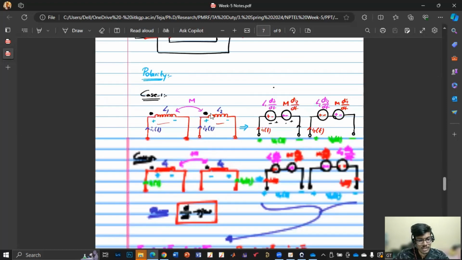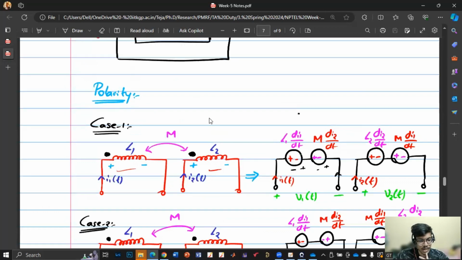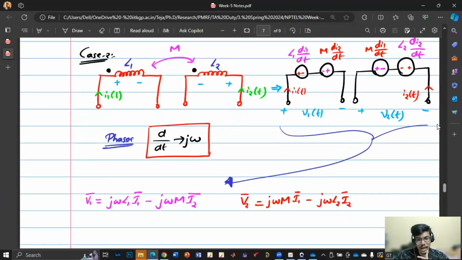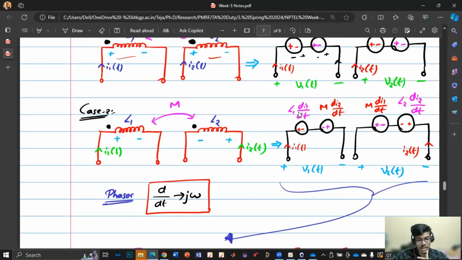So we have discussed two cases. One case, if both are entering, polarity will be the same. Other case, if one is entering, one is leaving, polarity will be opposite. So first we'll do this. And here we know that d by dt is nothing but s, because if we apply Laplace transform to differentiation of any function, we'll get s. So we'll get sL, sM, here sM, sL. So keep this in mind.